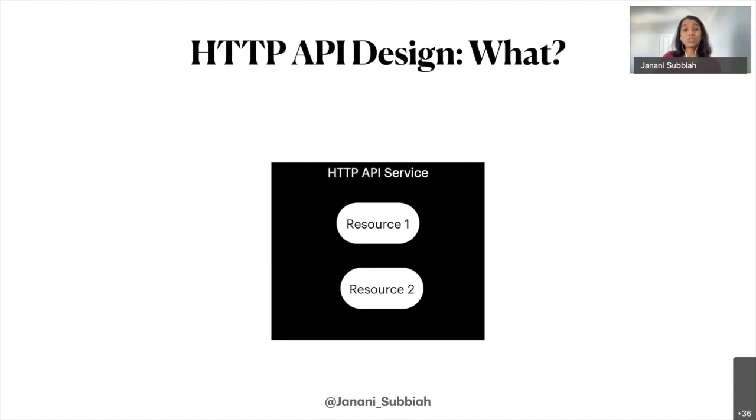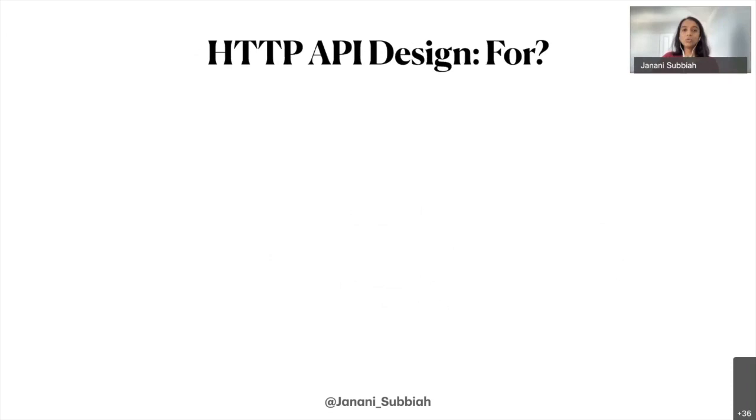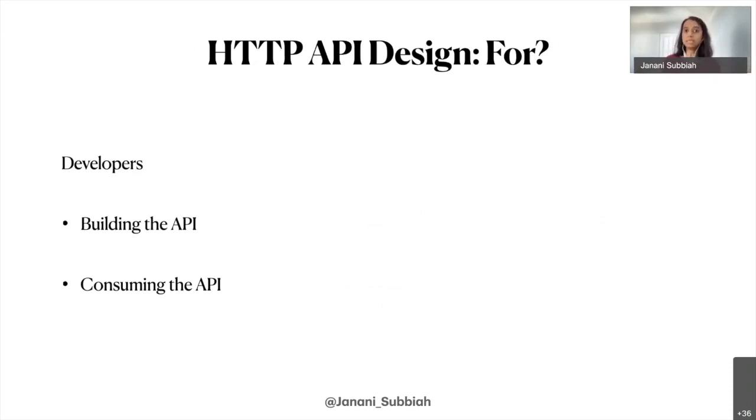So I'm going to need a bunch of inputs for that, and I'm going to be producing a bunch of outputs. So this is API, or rather HTTP API design at a very high level. Next, who is it for? It's obviously for developers, because on one side of the aisle, we're going to have developers who are actually consuming this API. On the other side, we're going to have developers who are building the API. But developers are probably the most obvious audience of HTTP API design.